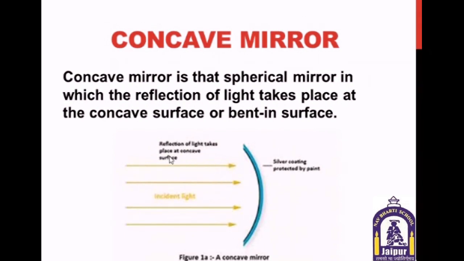Reflection of light takes place at the concave surface, so this is the concave surface. There is a difference between a concave mirror and a convex mirror. This is the coating surface, so here no reflection will take place, and here all the reflection will take place. So a concave mirror has a bent-in surface. You can see it is bent in.